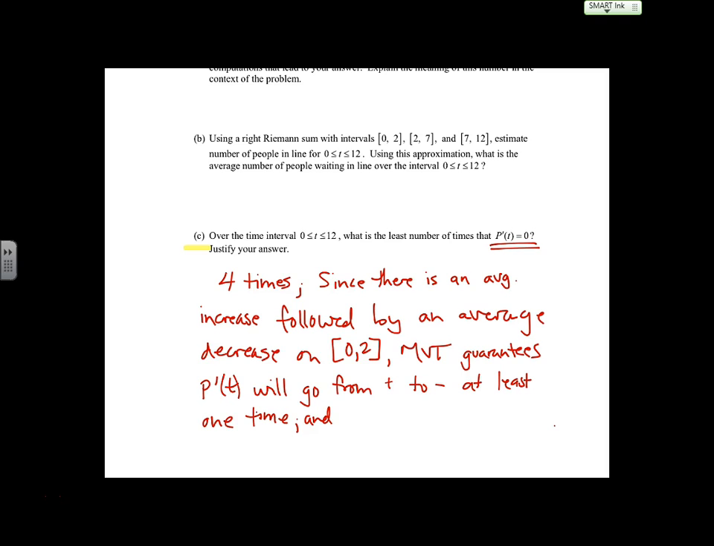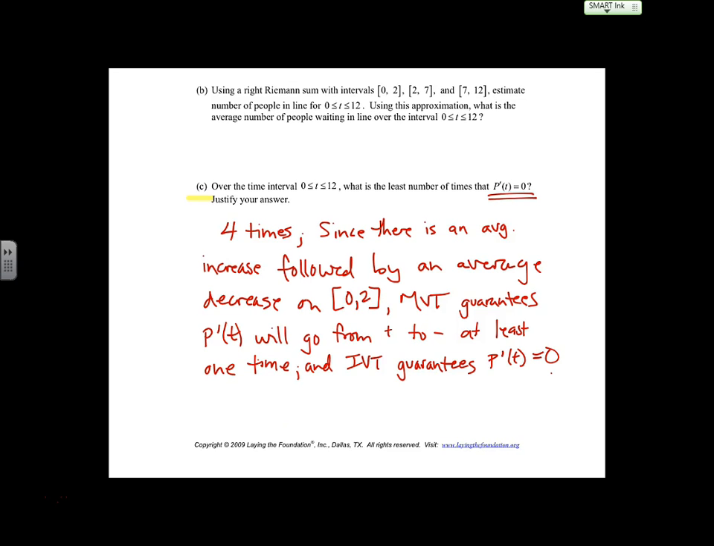And do a semicolon. And IVT guarantees P prime will equal 0 at least once on this interval. Now if you guys notice, I'm just explaining one, and I'm going to say by similar reasoning, and be able to say this will occur 3 more times on the interval here to here.